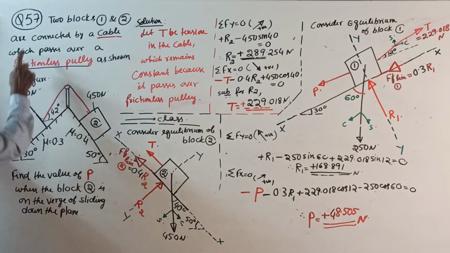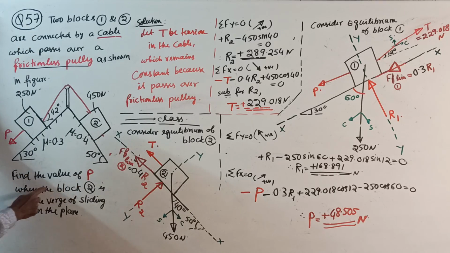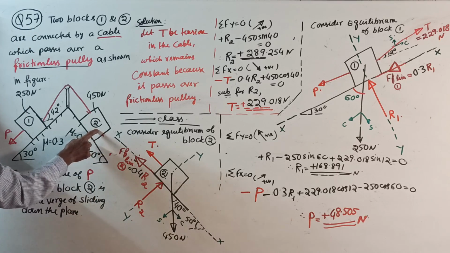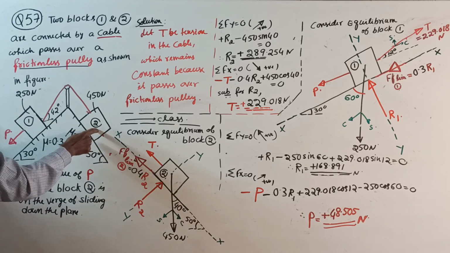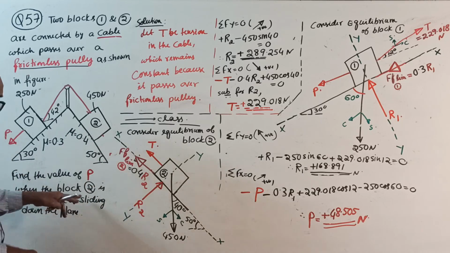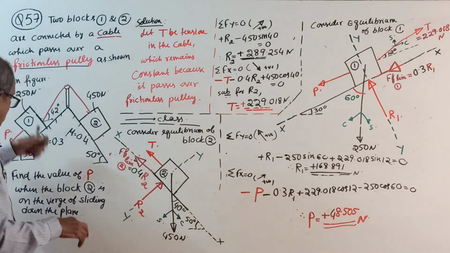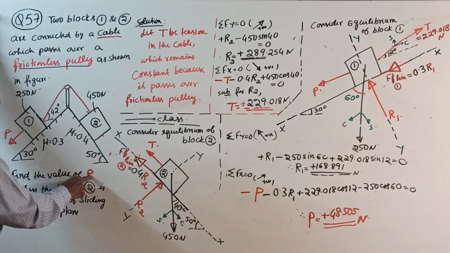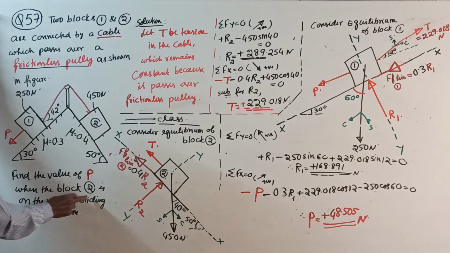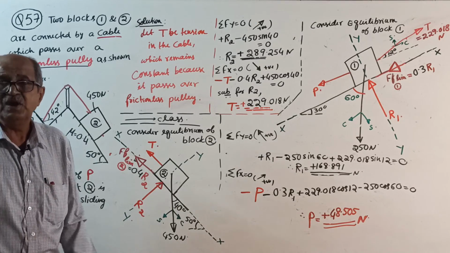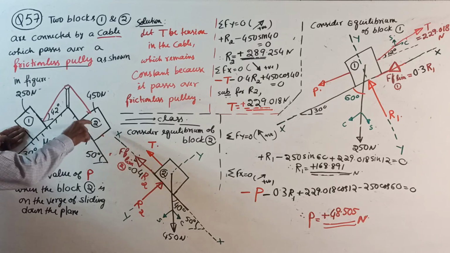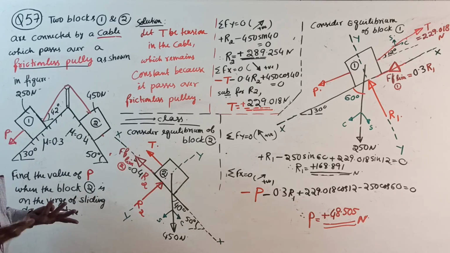First question, 57. Find the value of P when the block 2 is on the verge of sliding down the plane. What force is required here this way so that this is on the verge of sliding down. Or you can make a note. Instead of asking find the value of P when block 2 is on the verge of sliding down, they can also ask what is the least force required to prevent block 2 from sliding down. Both are the same, I told already.